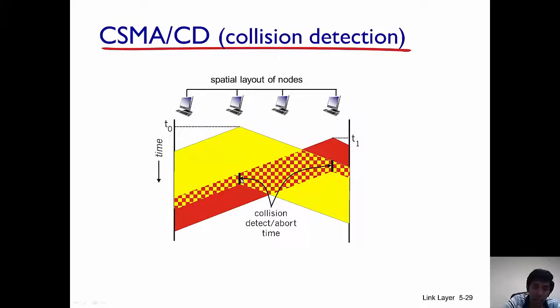Some additional time later, at this time here, this node realizes that there has been a collision, with the result that even that node can stop transmitting. If these two nodes stop transmitting, they do not need to waste additional bandwidth, because the transmission is not going to be successful anyway. So that is the principle behind CSMA/CD, or carrier sense multiple access collision detection.